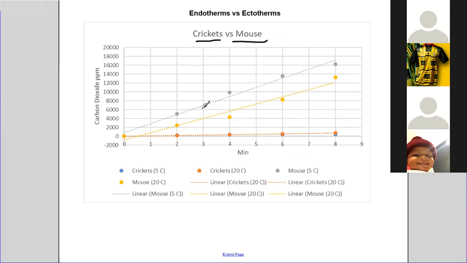This top line, what is the temperature for this mouse? What is the temperature there? So let's see. 5 degrees Celsius. Yeah, it's 5 degrees. So is that cold or is that warm? 5 degrees. That's about 40 degrees Fahrenheit. It's pretty chilly. And then we had them at room temperature, which is 20 degrees, and that's about 68 degrees.